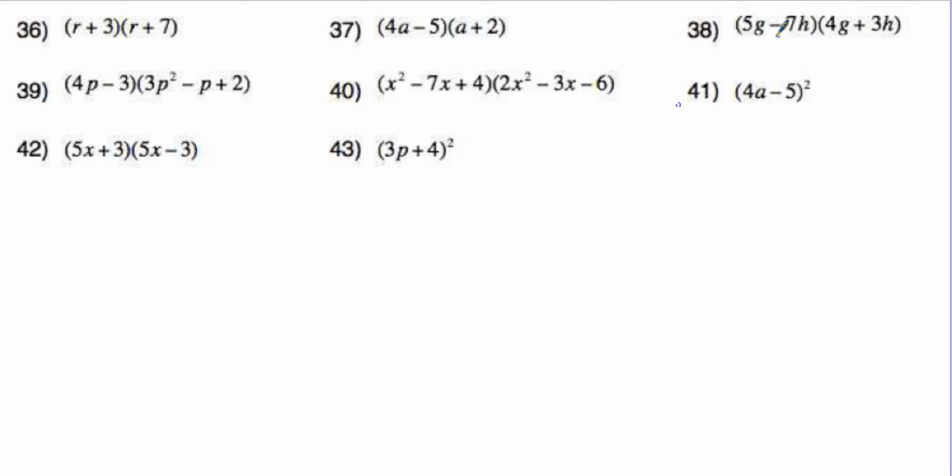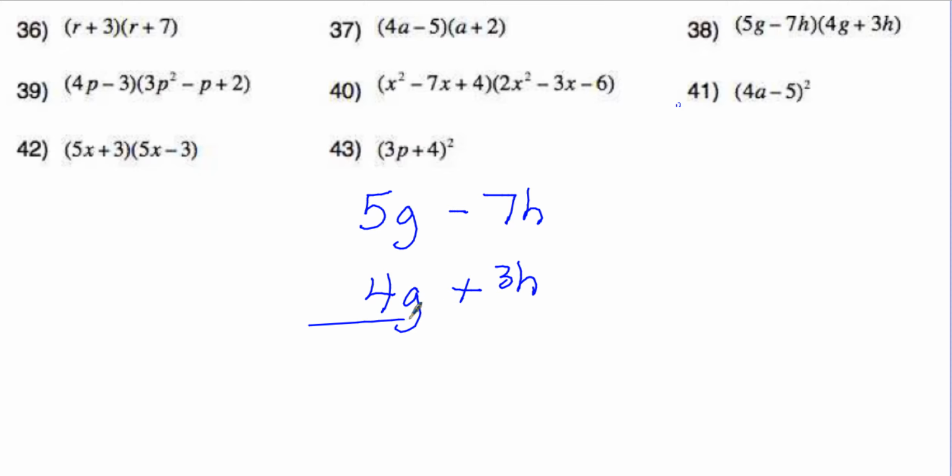Okay. Number 38, I'm going to go ahead and do the vertical method. So we get 5g minus 7h, 4g plus 3h. And so we're going to do 3h times 7h first, which gives us negative 21h squared. Then I get 3h times 5g, which gives me 15gh. And that is alphabetical. Then we're going to have a placeholder here.